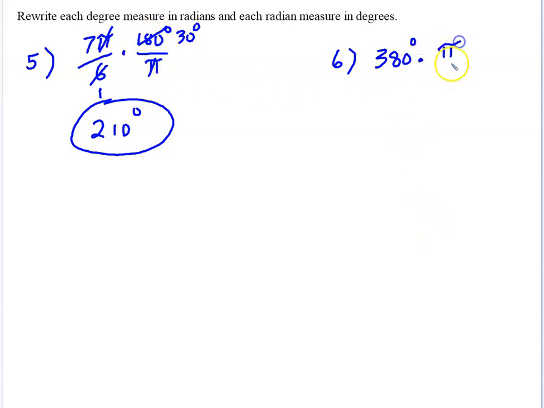Okay, to go from degrees to radians, it's the flip of this. So we're going to multiply by pi over 180 degrees. Let's see what goes into both of these. I think 20 goes into both. 380 divided by 20, I believe, is 19. Yep. 20 into 380 is 19, and 20 into 180 is 9. And so my reduced fraction form of this would be 19 pi over 9.